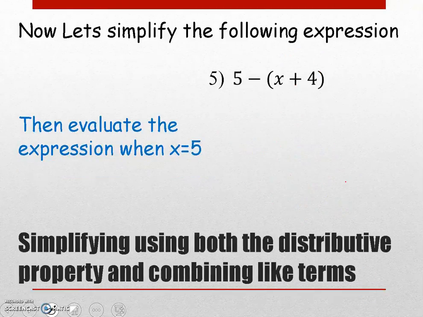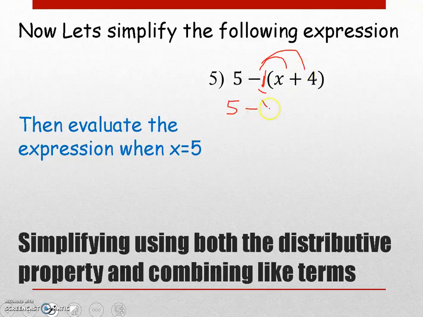Let's do one more example. This one's a little bit different because it doesn't look like there's a number right here. But 5 minus this expression means that there is a 1 right here. 5 minus 1 times that expression. So I'm not distributing the 5. What I'm going to do is keep the 5 where it's at, but I'm going to take this negative 1 and distribute the negative 1.